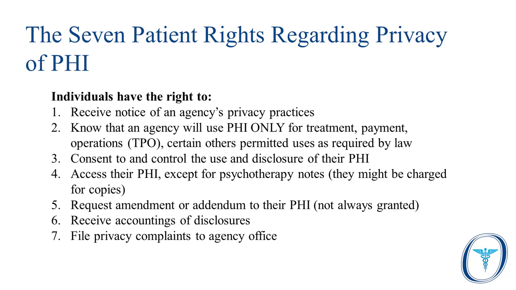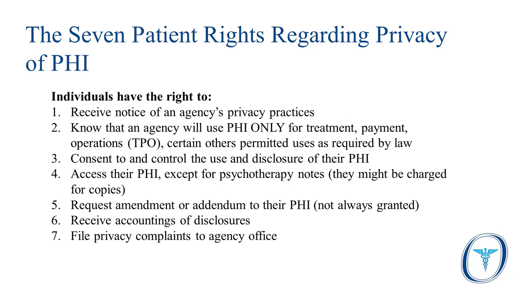So, what are the 7 patients' rights regarding privacy of PHI? Number 1, receiving notice of an agency's privacy practices. Number 2, knowing that an agency will only use PHI for treatments, payments, operations, and other certain permitted uses as required by law. Number 3, consent to use and control the disclosure of their PHI.